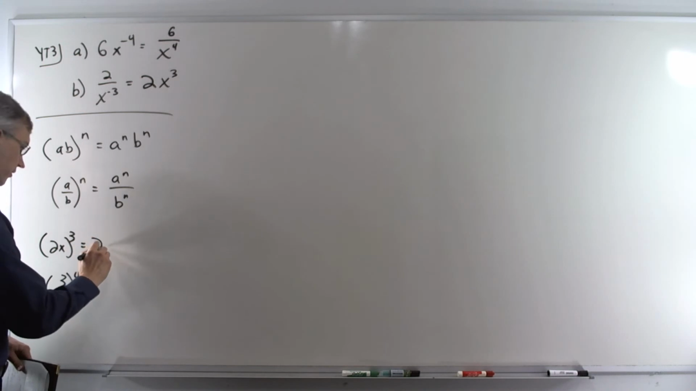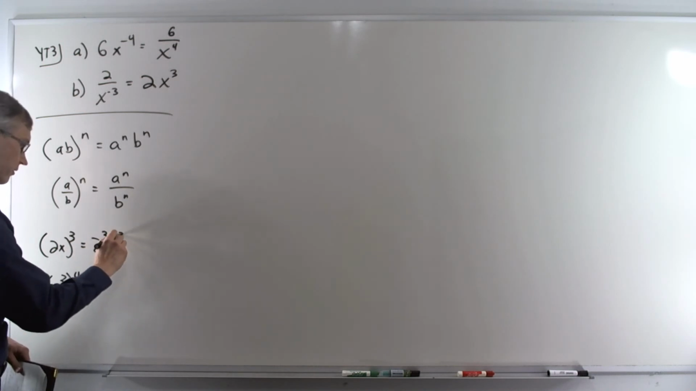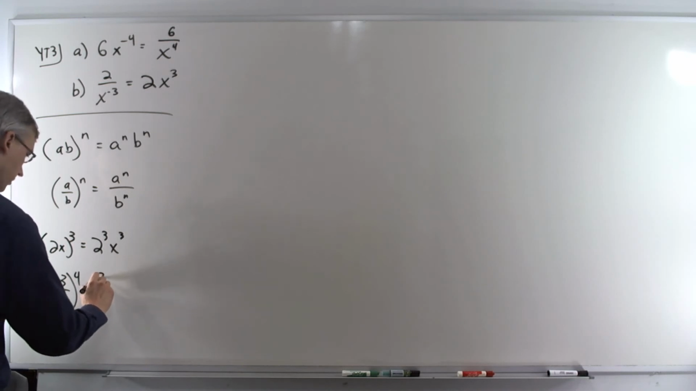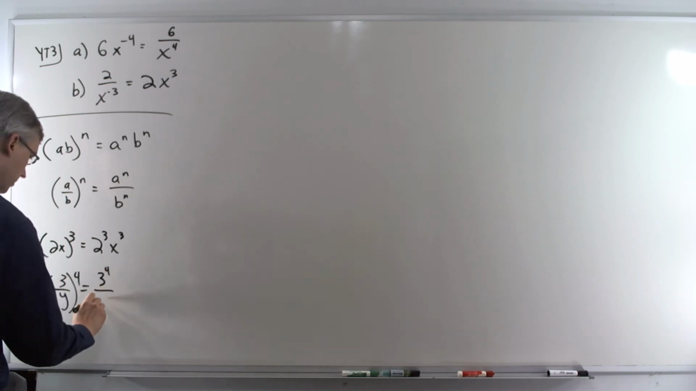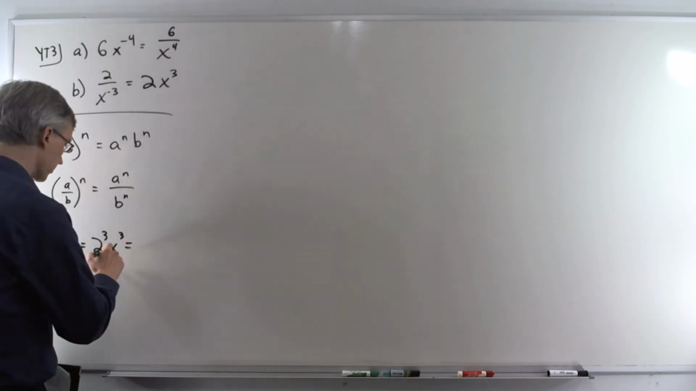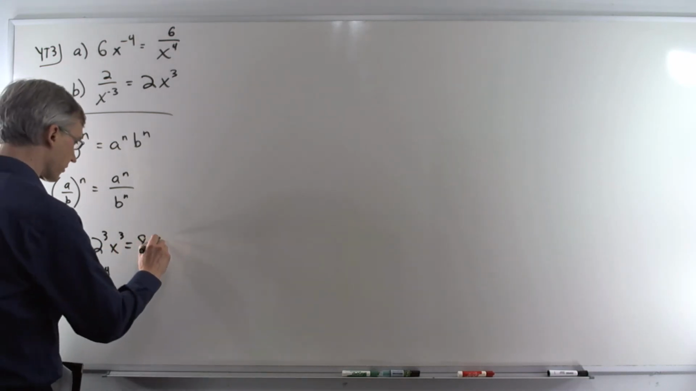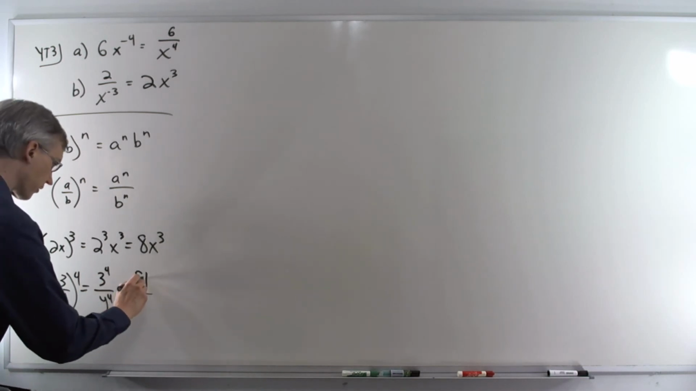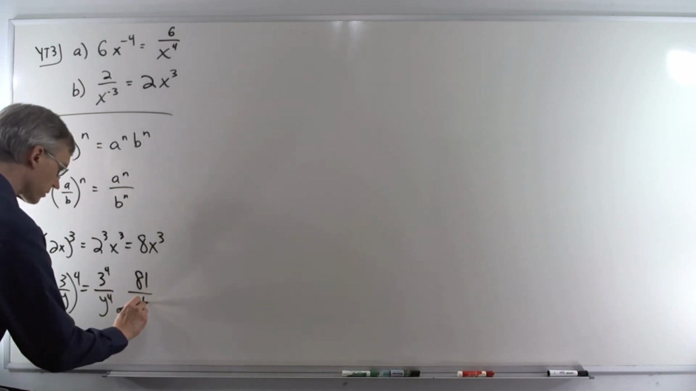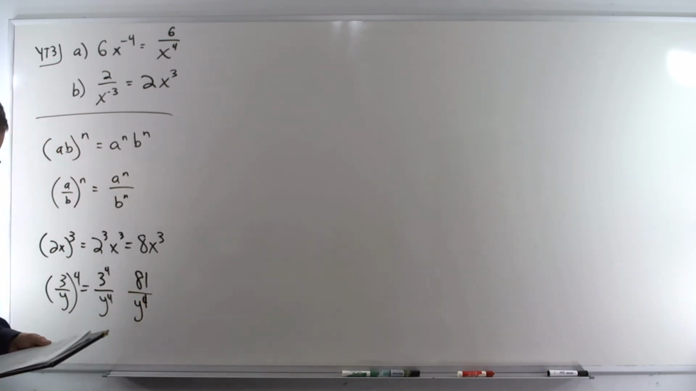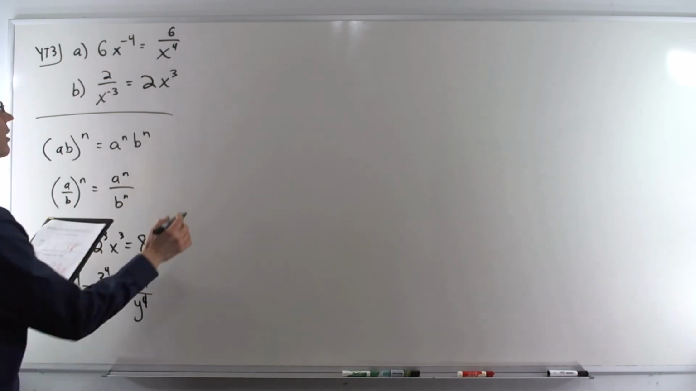So this becomes 2 to the 3rd, x to the 3rd. In this one, we're going to apply the 4 to the top and the bottom. 3 to the 4th over y to the 4th. And then we can go ahead and evaluate these numbers. So 2 to the 3rd gives us 8, so we got 8x to the 3rd here. And the bottom 3 to the 4th is 81, so we get 81 over y to the 4th power. Your turn, number 4.